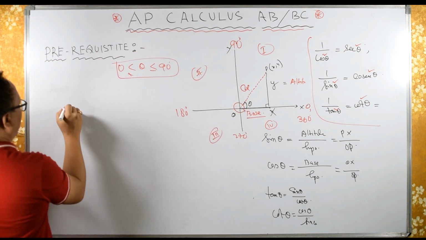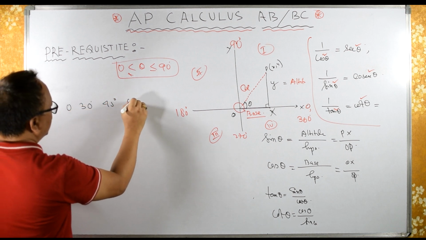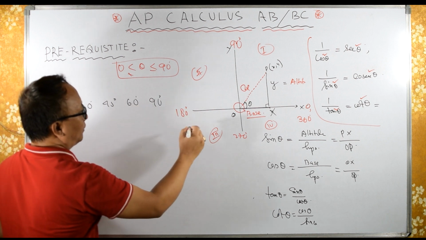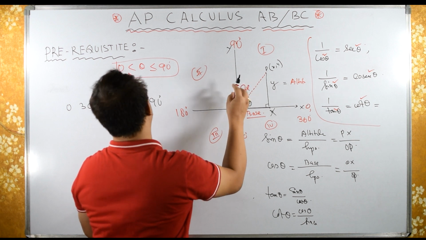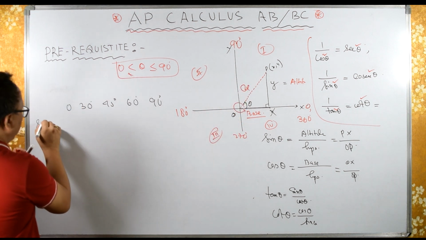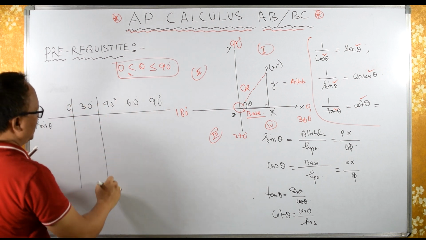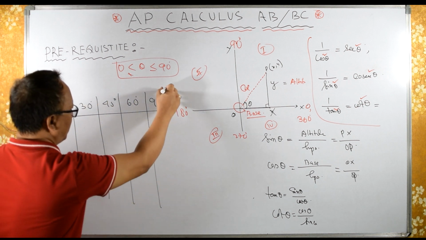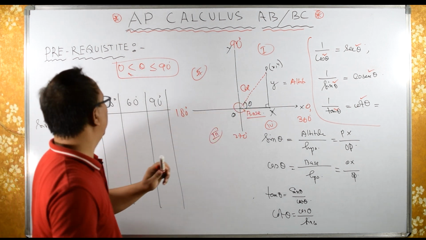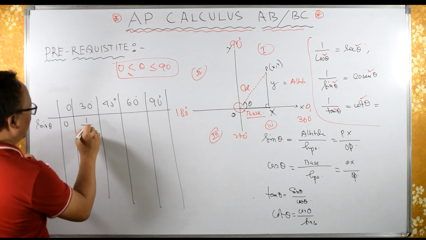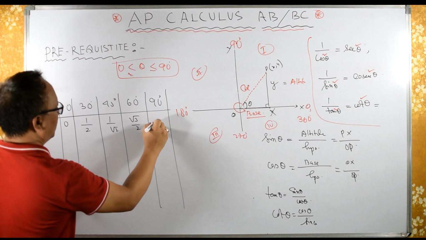We have 0, 30 degree, 45 degree, 60 degree, 90 degree. Over here 0 is here, then 30, 45, 60, 90. Over here we have sine of theta. You have to remember this formula. How to remember, I will tell you. Sine 0 is 0 always. And here the values are 1 by 2, 1 by root 2, root 3 by 2, and 1.